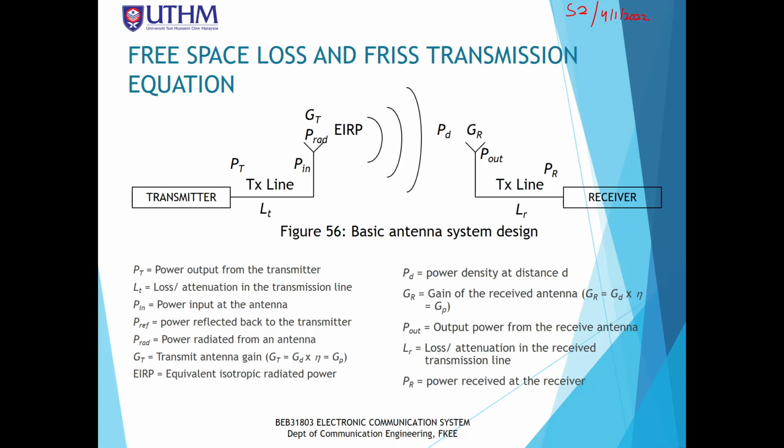Okay. So ini adalah topik yang terakhir yang kita panggil sebagai Friis space loss and Friis transmission equation. Kalau kamu lihat gambar ini, gambar ini telah berulang kali kedua. Kali pertama ada pada awal-awal topik signal transmission. Gambar ini diulang dua kali dalam nota, so maknanya dia sangat penting lah.